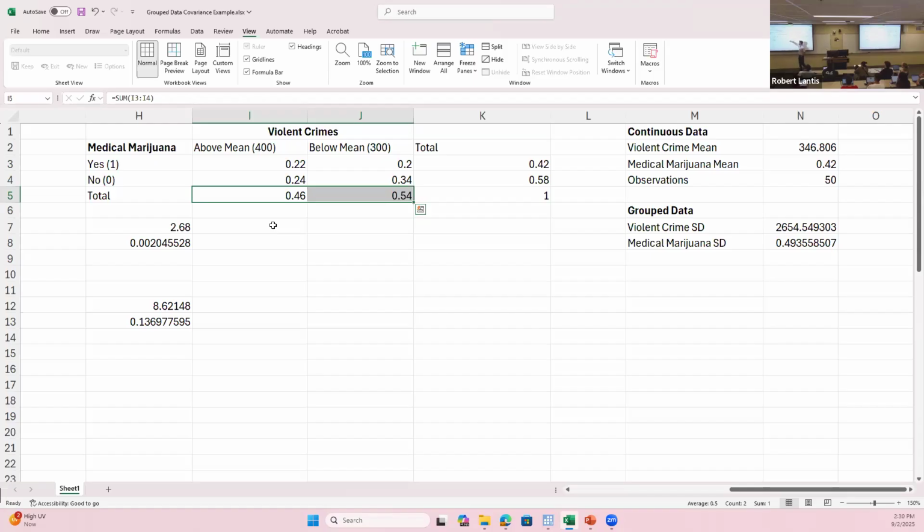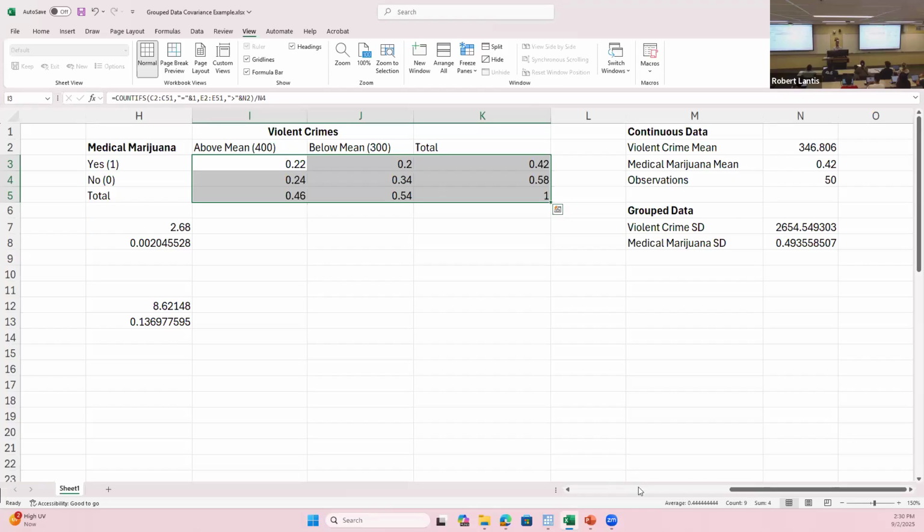So these totals represent the probability of this event, of being in that above average category of 400 violent crimes. And then about 54% of the states had that average violent crime rate of 300. Okay. So that's how I'm going to read this. This is a joint probability table. Hopefully you saw these in 370.